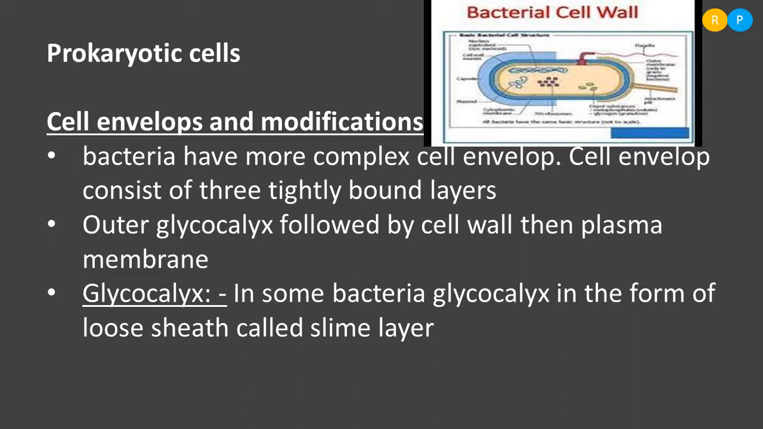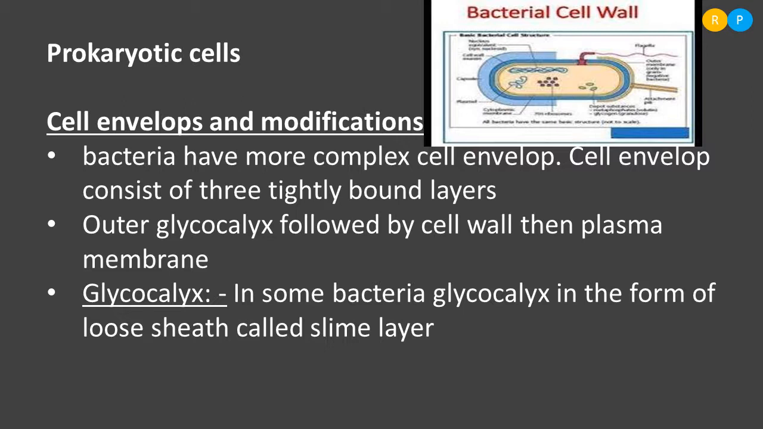So in some of the bacteria, glycocalyx is present in the form of loose sheath. And when the loose sheath is present in the bacteria, that kind of glycocalyx layer is named as slime layer. So there are some bacteria in which glycocalyx layer is present in the form of loose sheath. Clear? And such a layer is named as slime layer.